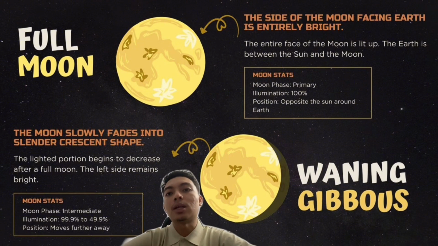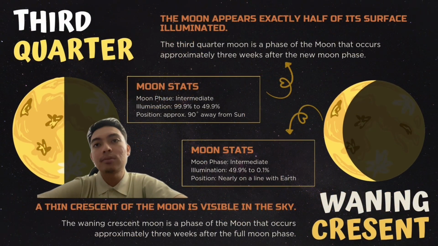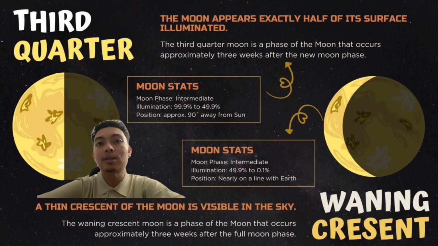After the full moon, the light starts to shrink. This is the waning gibbous phase. The left side of the moon stays bright while the right side starts to fade. Now comes the third quarter. Just like the first quarter, we see half the moon is lit, but this time it is the left side that is bright.